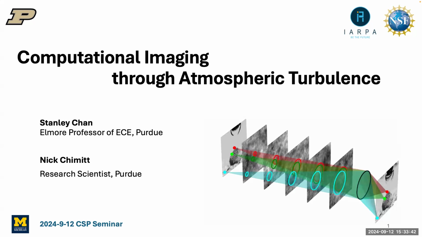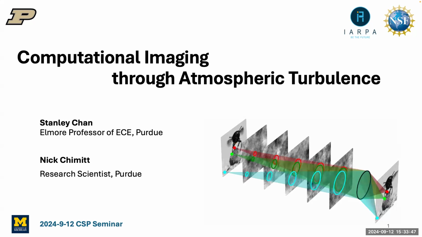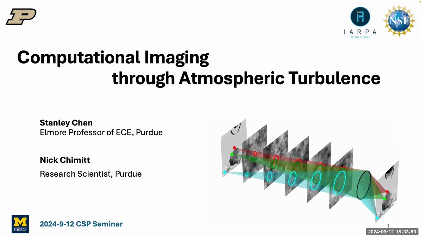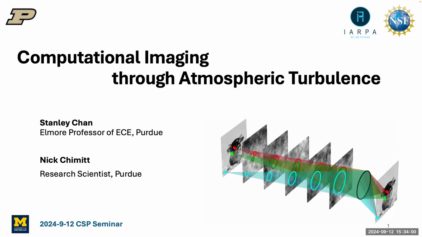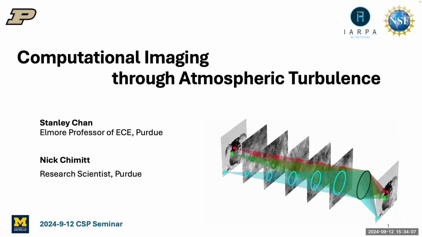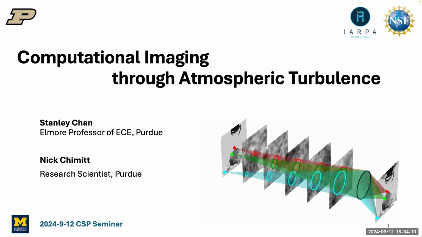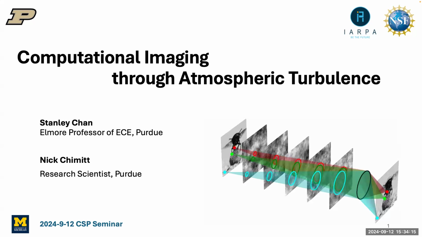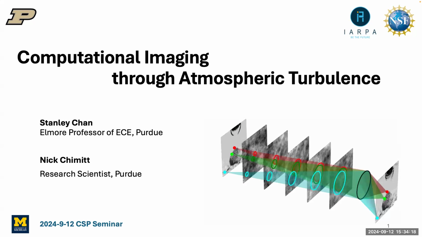And for another speaker we have today, Dr. Nick Chimitt, also from Purdue University. He is currently a research scientist at Purdue University. He received his PhD from Purdue in 2023, last year, and is currently working on imaging through turbulence. He is the co-inventor and co-author of multiple books and papers relevant to these topics in atmospheric turbulence, and he has also delivered tutorials, talks, and organized several workshops in this field.